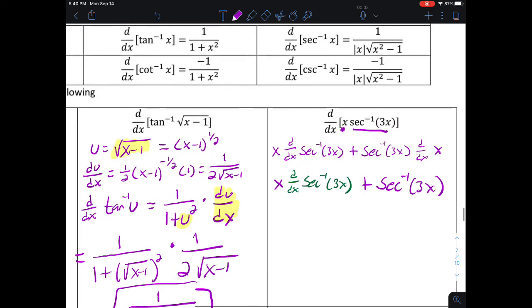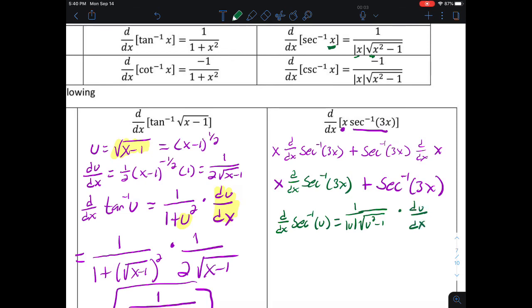Well, if you wanted, we could look at this as saying that the derivative with respect to x of inverse secant of u is going to equal, we just change all of our variables in our inverse secant derivative, 1 over the absolute value of u times the square root of u squared minus 1, times the derivative of the inner function with respect to x, du over dx.